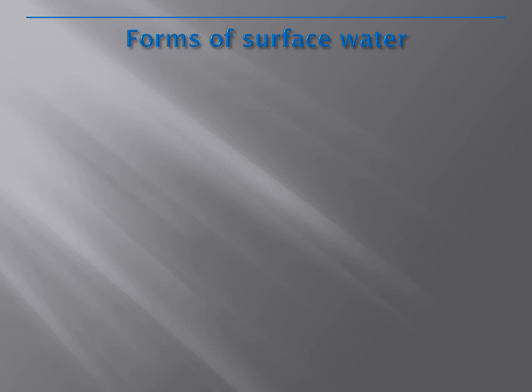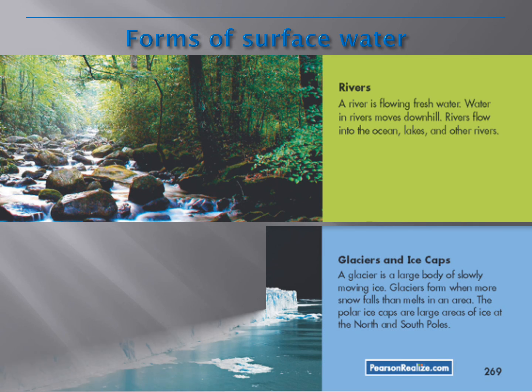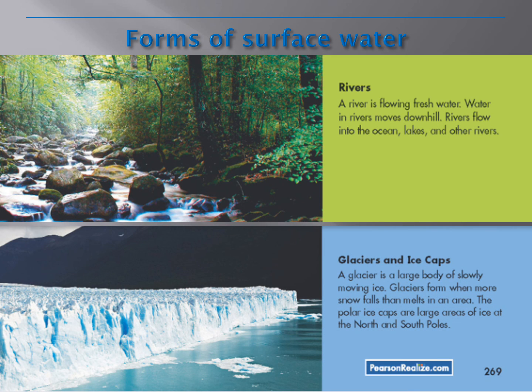Now about the rivers. Rivers are flowing fresh water, and water in a river moves downhill, and usually they end up in the oceans, in the seas, in lakes, or in other rivers. Now about the glaciers and the ice caps. A glacier is a large body of slowly moving ice. Glaciers form when more snow falls than melts in an area, and the polar ice caps are large areas of ice at the north and the south poles.